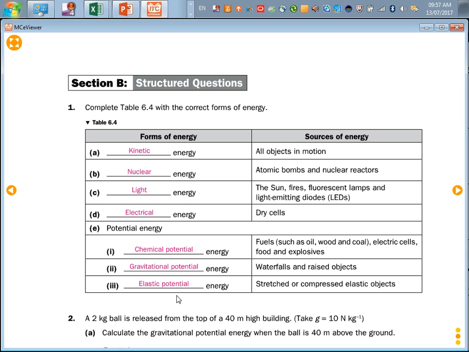Okay, what is mechanical energy? It was covered in the first lesson. Who remembers what is mechanical energy? Sum of kinetic and potential energy. So A, kinetic, and everything in E. These are all your mechanical energy. Nuclear, light, electrical, they are not mechanical.